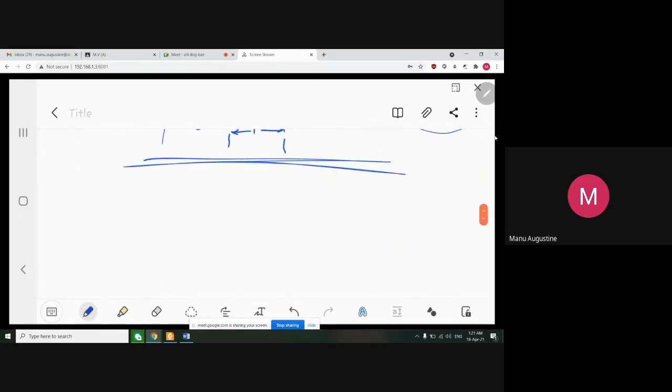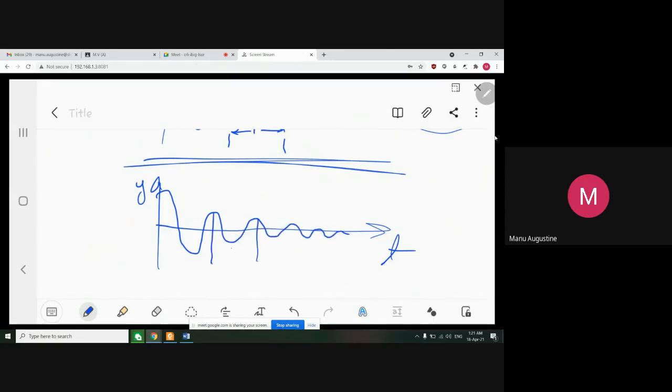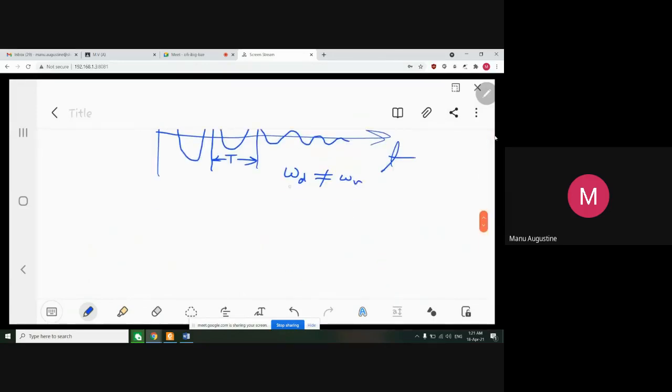But please remember, had it been a case of viscous damping, then again you will see oscillations which are decreasing in amplitude. But now if you measure the time period, you get omega d, which is not equal to omega n. Actually, from the derivations, we find that omega d in the case of viscous damping is equal to omega n times under root 1 minus zeta square, where zeta is the damping factor.